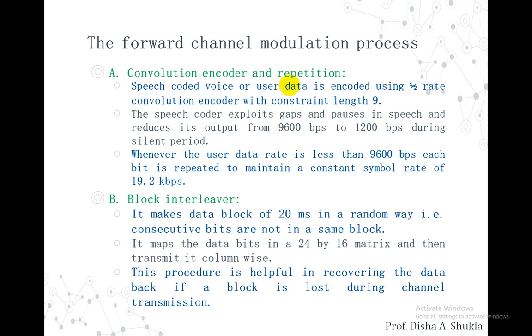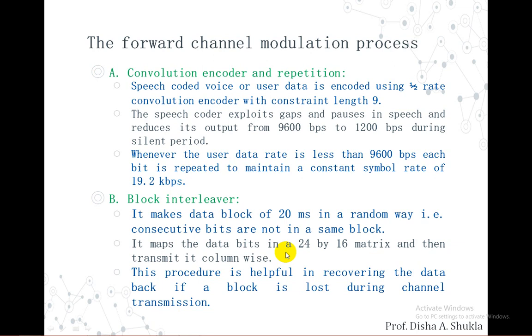The next process is the block interleaver. In this process, it makes the data block of 20 milliseconds in a random way. That is, consecutive bits are not in the same block. So the block interleaver makes the data blocks of 20 ms in a random way, so there won't be any consecutive bits in the same block. It maps the data bits in a 24 by 16 matrix, and then it transmits it column wise. This procedure is helpful in recovering the data back in the block if lost during the channel transmission.